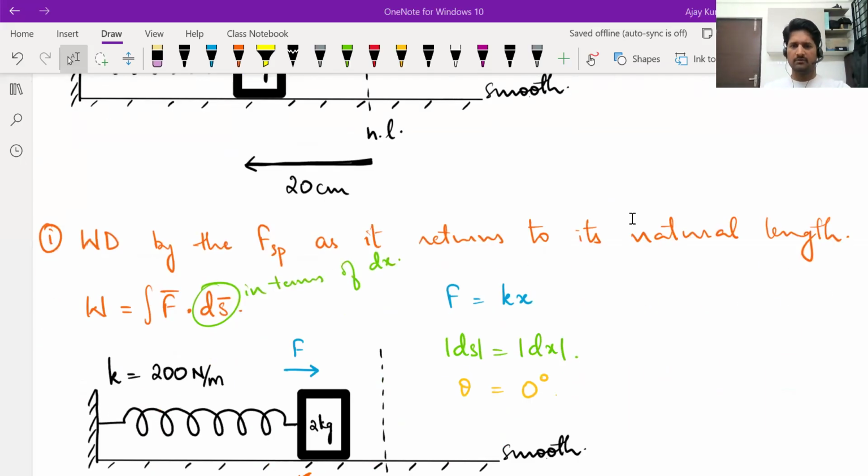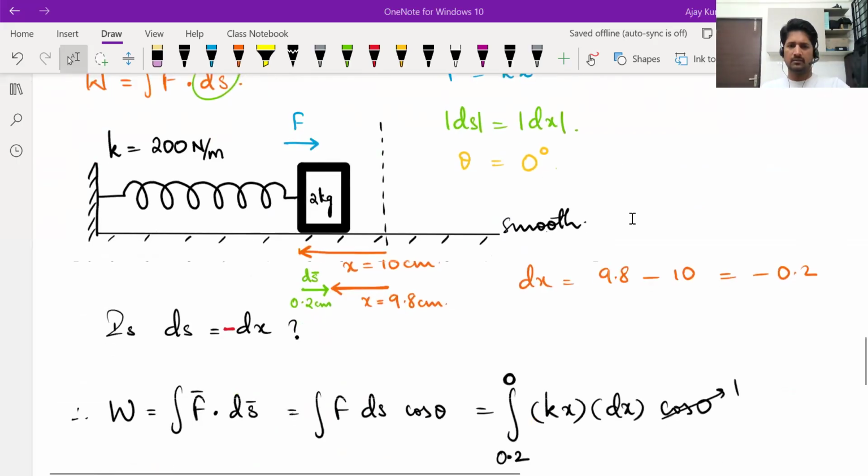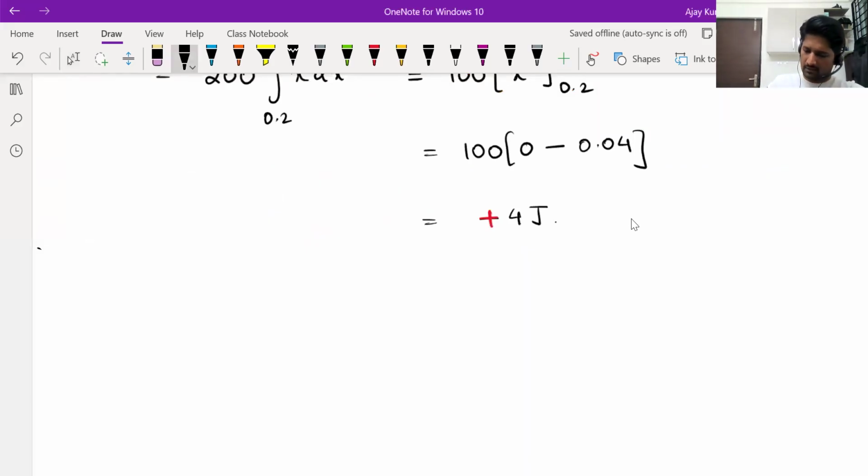Fine. We know the expression for spring force, kx, that's okay. Displacement is where you need to be careful. In the expression for spring force, x is not a displacement. x is the compression of the spring. You have to express the displacement in terms of compression of the spring. That was the tricky part in this solution. ds is equal to minus dx. Then you integrate, you'll get the answer with proper limits. Okay.